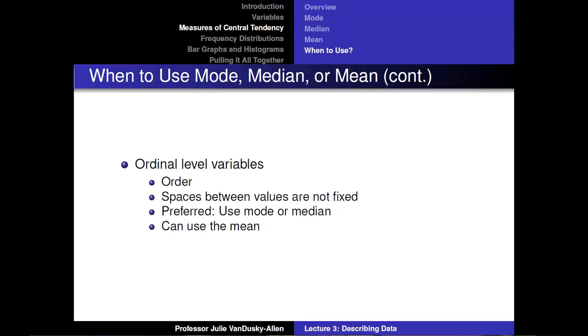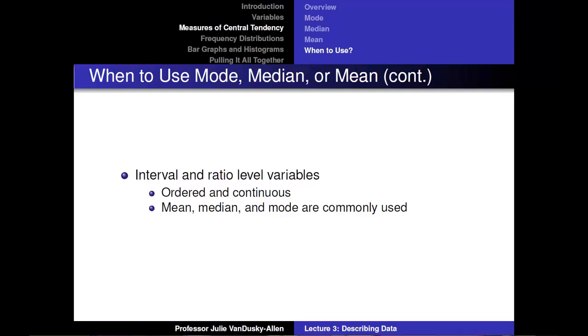With an ordinal level variable, the values of the variable have order, but the spaces between values are not fixed. We can use the mode for an ordinal level variable because the mode simply tells us the most common value in the data. We can also use the median because we can order the data from smallest to largest and find the middlemost value. We can also use the mean, but it is debatable whether it makes sense to use the mean for an ordinal level variable. The mean assumes that the spaces between the values of a variable are fixed, which is not always the case with an ordinal level variable. Nevertheless, social scientists often use the mean to describe an ordinal level variable.